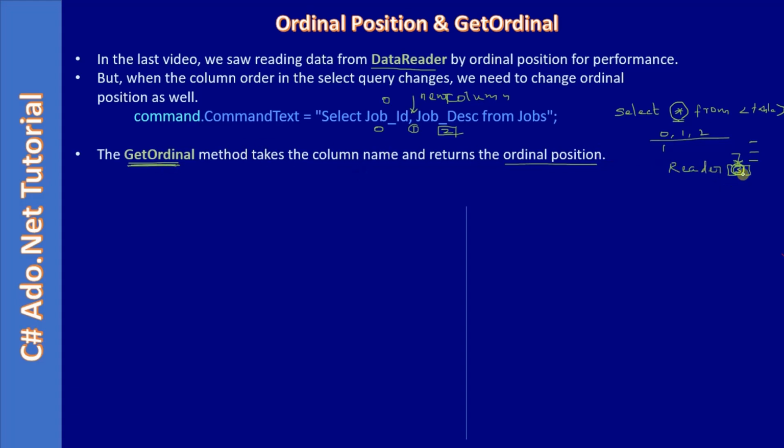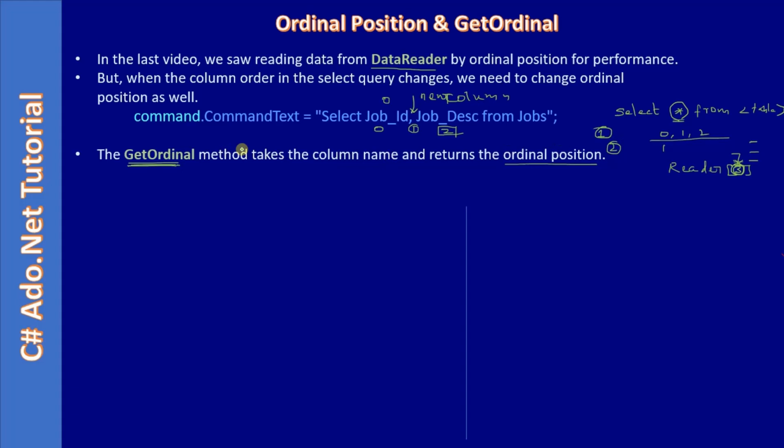So that's why instead of using a hard-coded value like this, you can use the GetOrdinal method and take the ordinal position. In that case, before adding this new column, a call to GetOrdinal for job description would have returned 1. And after adding the new column, if you make a call to GetOrdinal for job description, it will correctly return the ordinal position as 2, right?